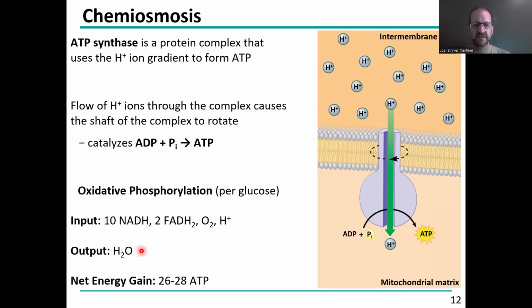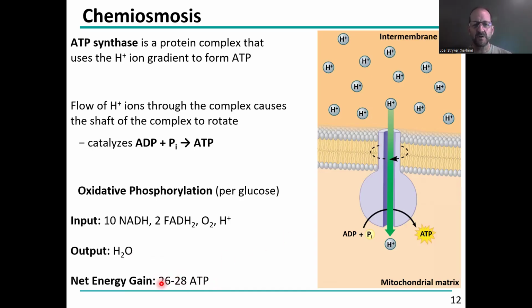By the way, this does actually create water for cells to use. Small amounts, you still need to drink water, but it actually can create a significant amount of water. The net energy gain is going to be somewhere between 26 and, actually, I've seen numbers go up to as high as 34 ATPs from this step.